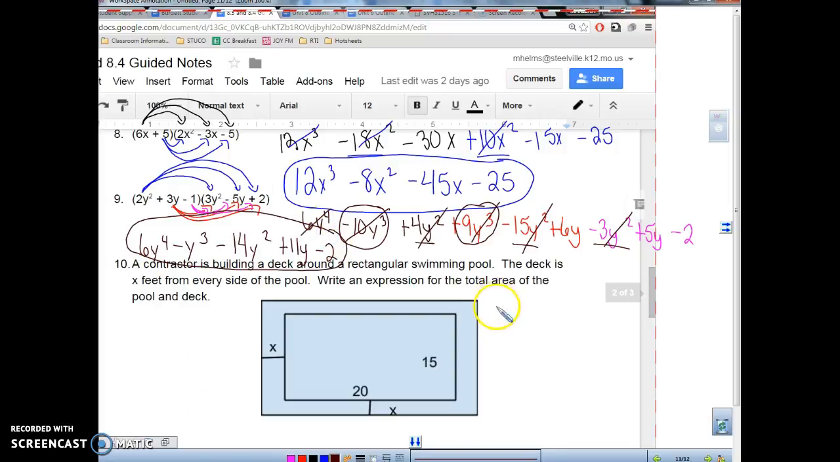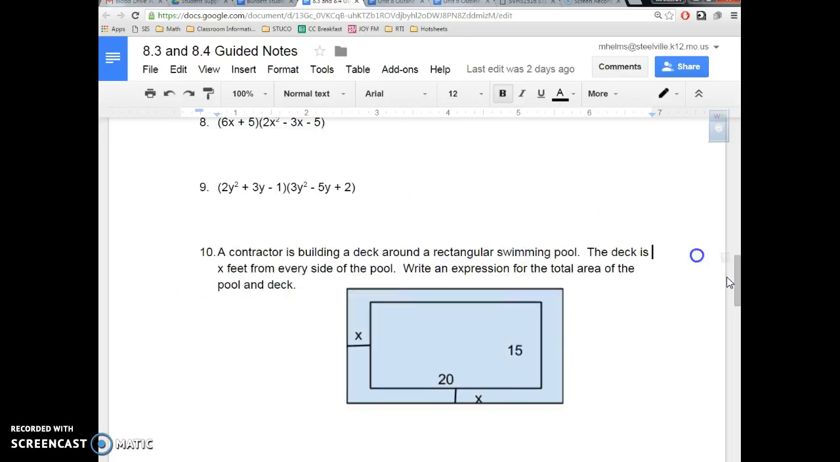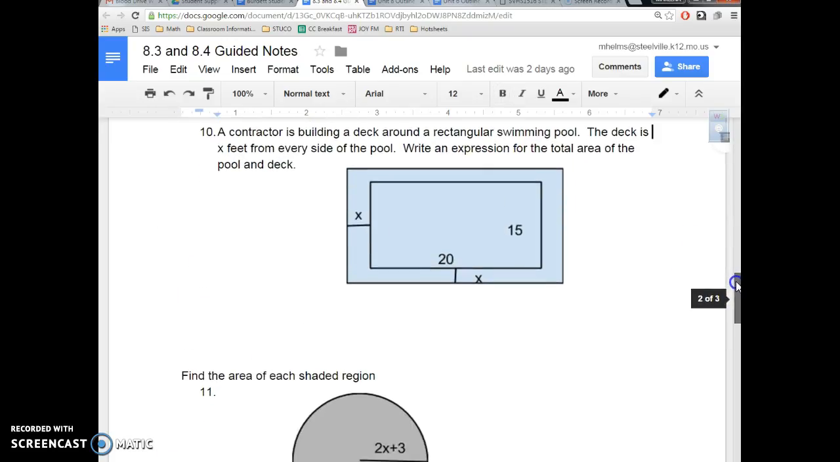Okay, let's go to number 10. Number 10 is a lovely word problem. So I want you to pause the video, read the word problem, underline the things that are important, and then push play and I'll talk about it.